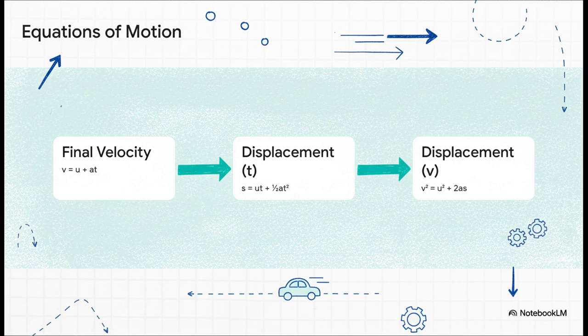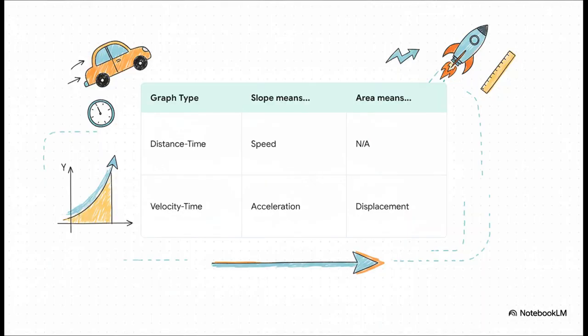This is literally the math engine running inside your GPS, constantly calculating where you're going to be in the next few seconds. Another awesome way to see the story of motion is with graphs. And this table right here, this is your cheat sheet. Let's take a velocity-time graph. The slope of the line, how steep it is, that tells you the acceleration. But check this out. The area under the line, that's the displacement. It's a really cool visual way to see exactly how far something has gone.